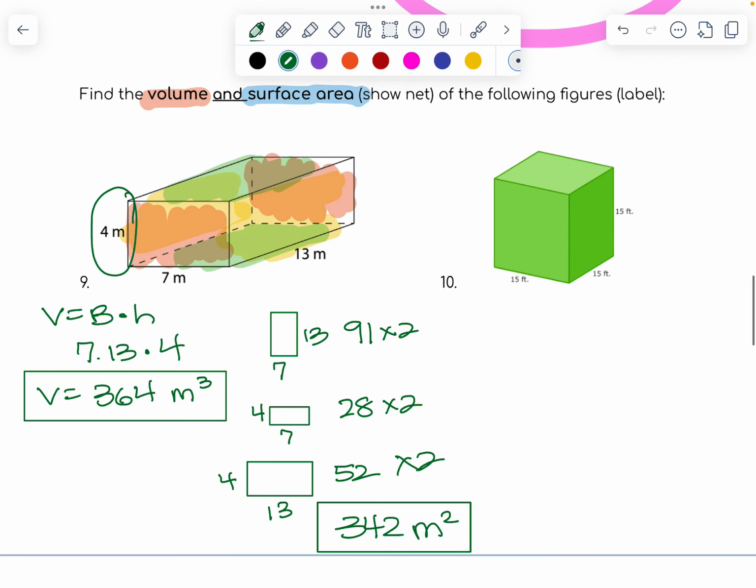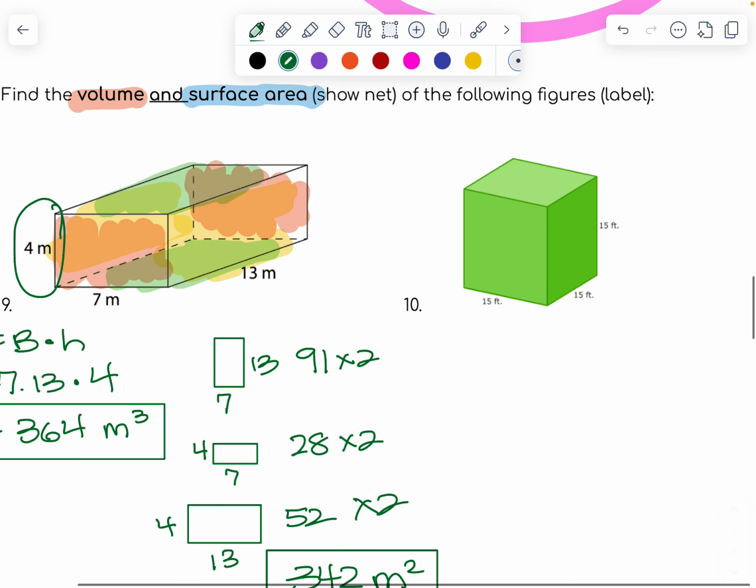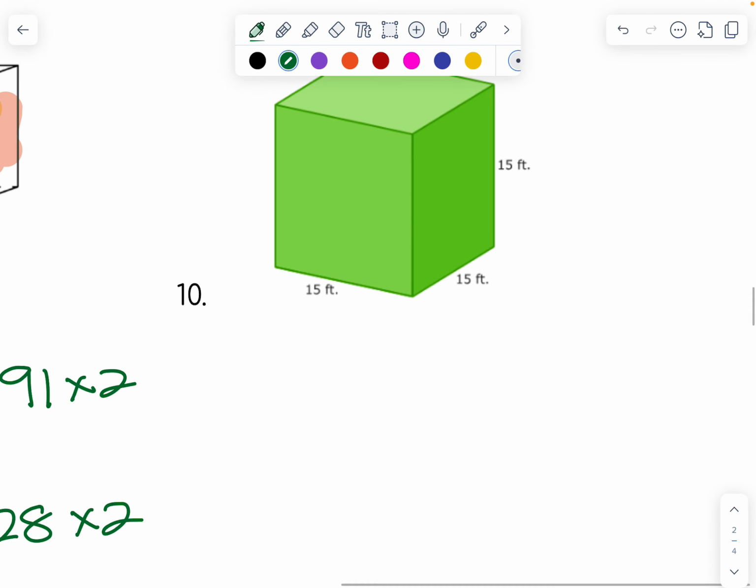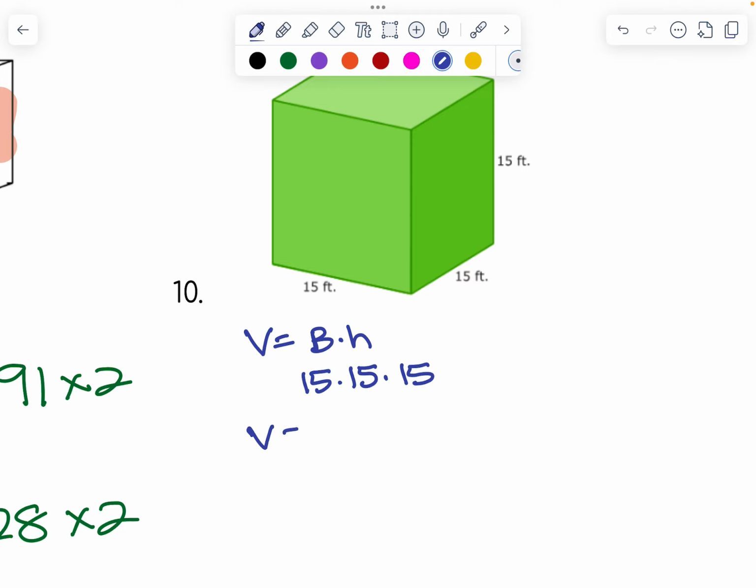We're going to do the same thing for, oh, look at this shape. Number 10, it's all 15. Oh, yeah, this is going to be nice. Here we go. All right, so I'm going to have volume of the base area times height. Isn't that a 15 by 15? And then the height is 15. Nice. Volume equals 330. There we go.